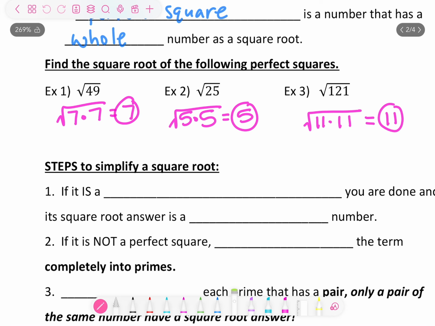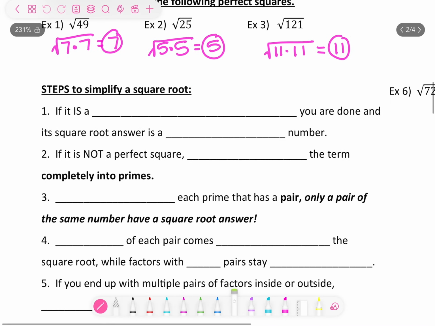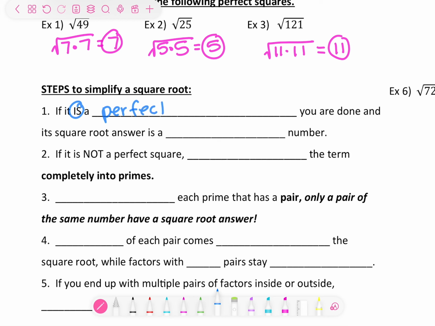So now what we're going to look at is how to simplify a square root. So here we go, steps. If it is a perfect square, already, like the ones, for example 1, 2, and 3, then you're done. Its answer is the whole number that is its square root. You have a whole number answer, you're done.